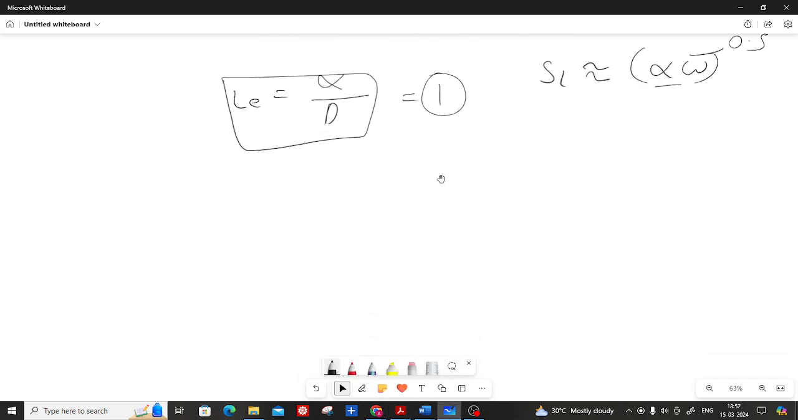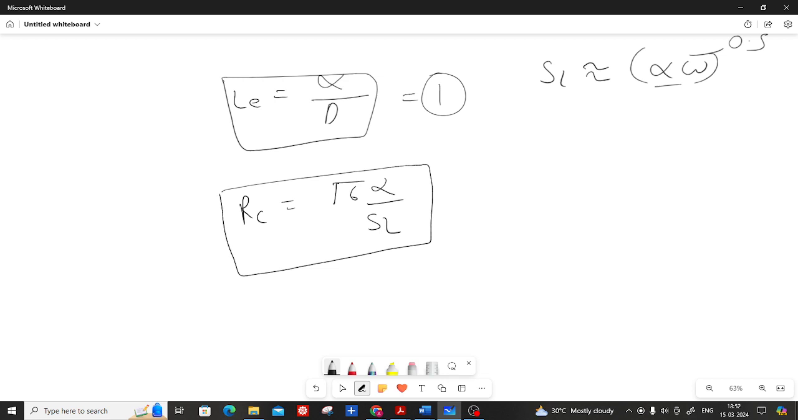See, if you have gone through the video, there is a relation RC is equal to the root of 6 into alpha upon SL. SL is the flame speed, alpha is the thermal diffusivity, and RC is the length scale. So can you answer this question now?